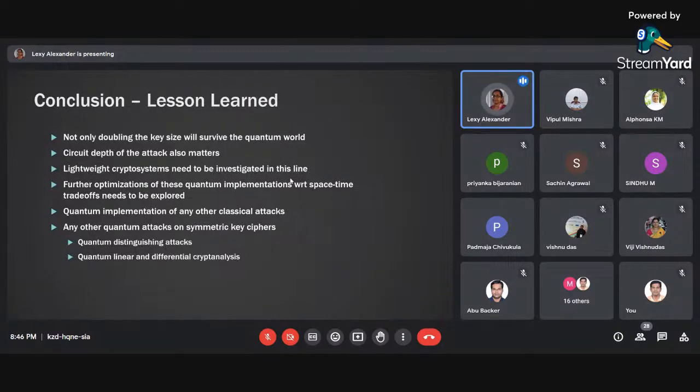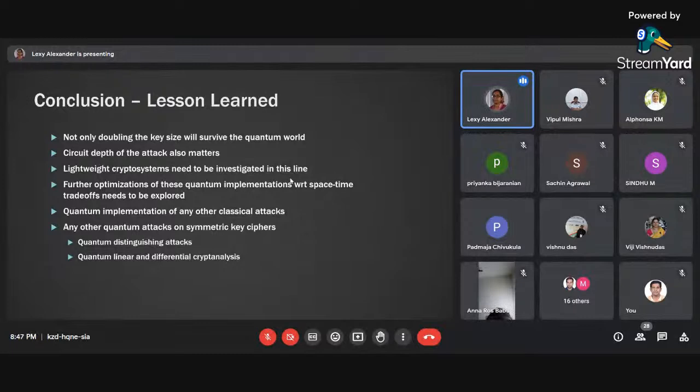So what is the conclusion, what we learned. People will say that if you double the key size, you will get security in the quantum world for the symmetric ciphers. But it is not the only solution. Doubling alone will not give you the security. So we have to see that the circuit depth also matters.